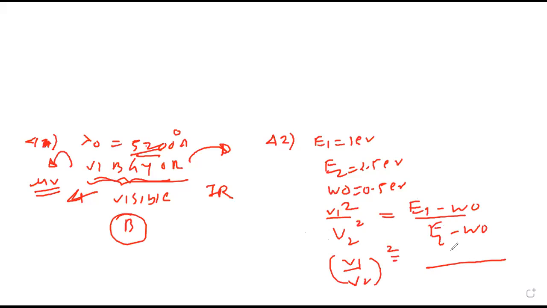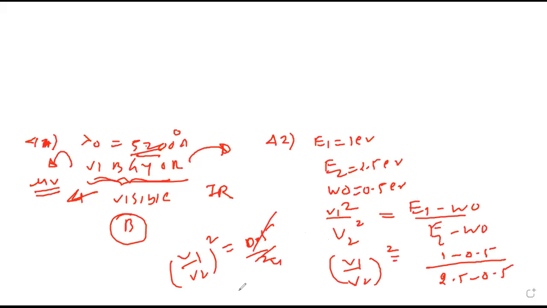Yes, sir. Okay. So 1 minus 0.5 over 2.5 minus 0.5. So v1 upon v2 square is 0.5 upon 2. 0.5 into 4 is 2, no? So v1 upon v2 will become 1 is to 2. 1 is to 2 is nothing but B. Option B.